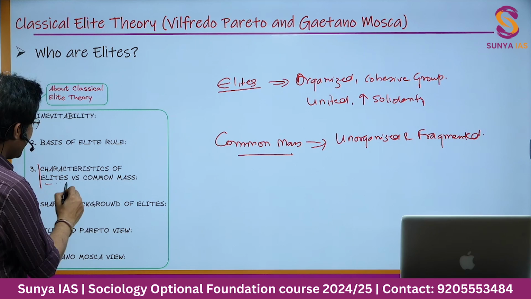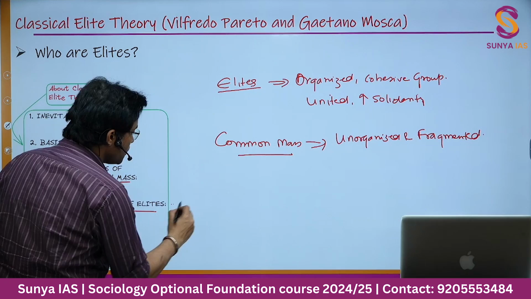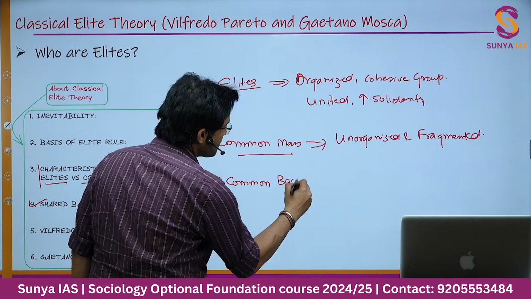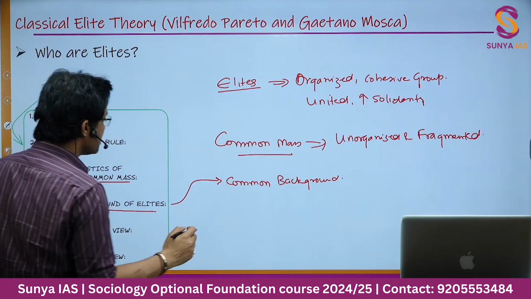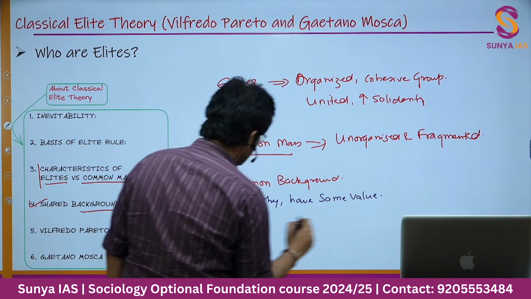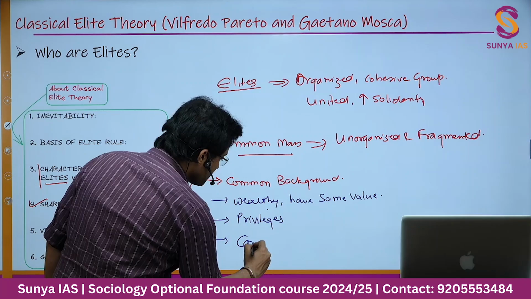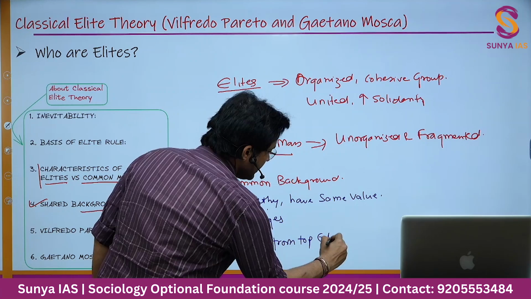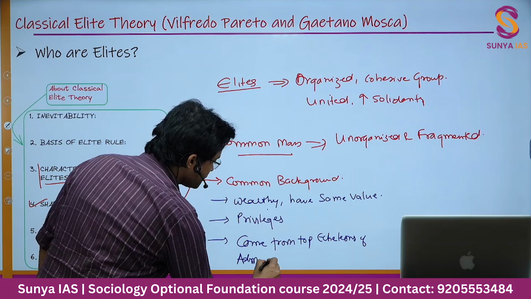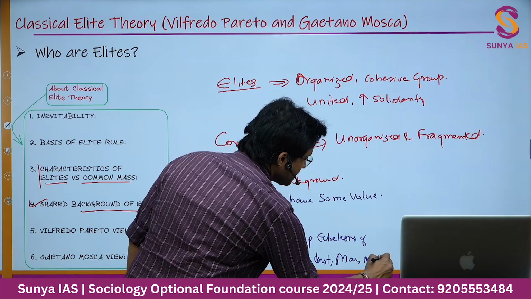Next is the shared background of elites. When we talk about the shared background of the elite, basically elites are the people who have the common background. What are the common backgrounds? They basically are wealthy. They have same values. They enjoy the same privileges. Apart from that, they come from top echelons of government administration, schools or education institutions. You can talk about the mass media, right? All these things. So these are the common background of the elites.